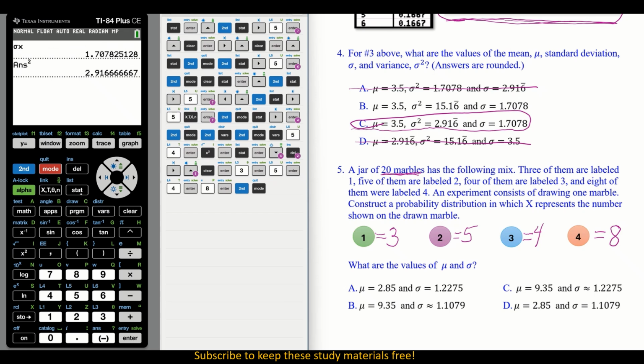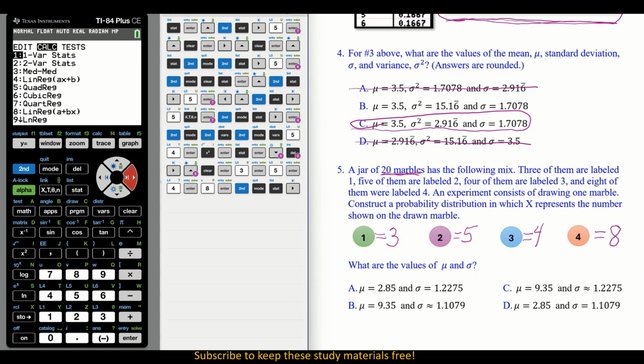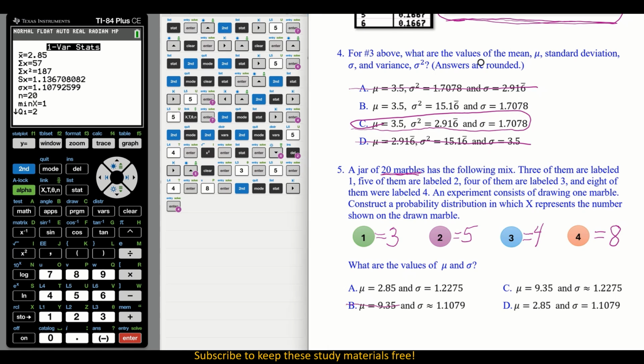Second mode, vars, stat. Arrow over, calculate. Now we're in var stat. First one, we have L1, then L2, correct. Arrow over, and we have our X bar mean. So that gets rid of B and C.